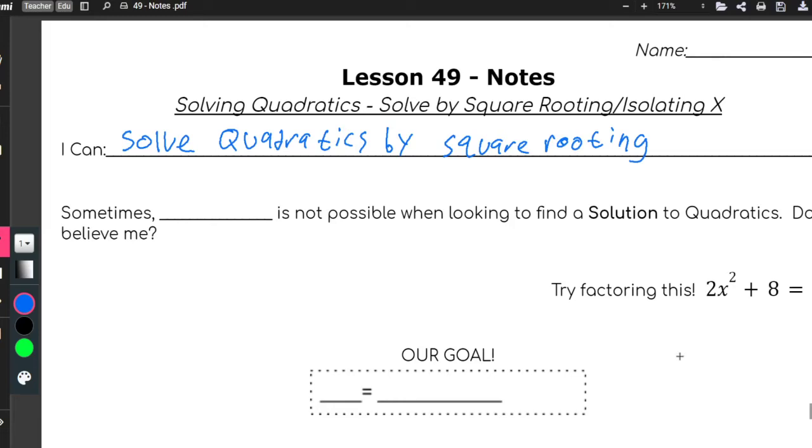So, as you can see, today we're going to be doing some more solving of quadratics. Today we're going to learn a new technique besides factoring called square rooting, or isolating x. As you can probably guess, our I can statement is going to be solve quadratics by square rooting, because sometimes we cannot factor.